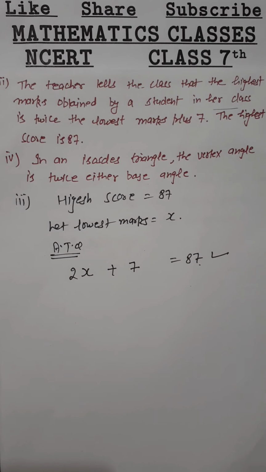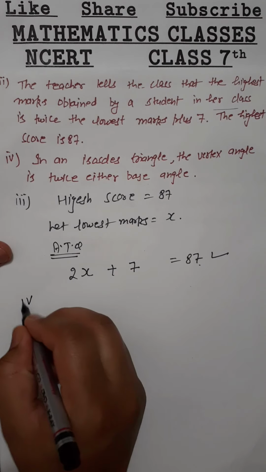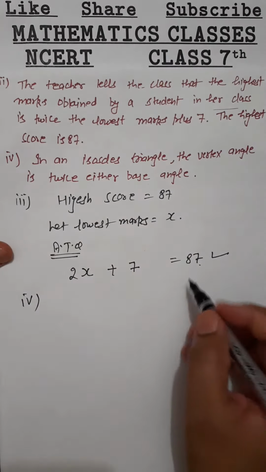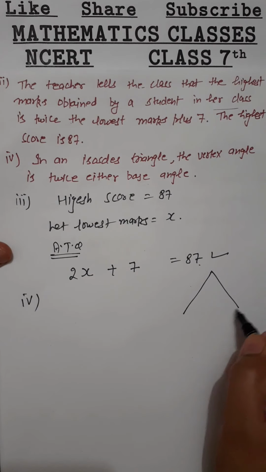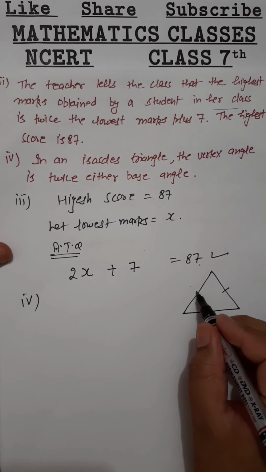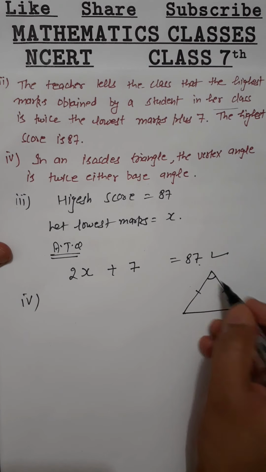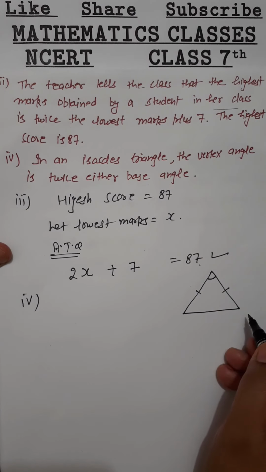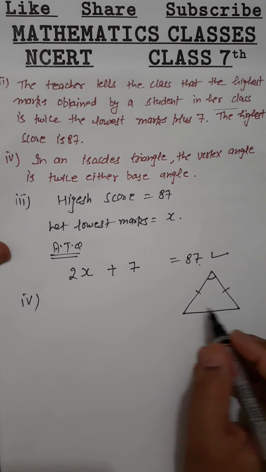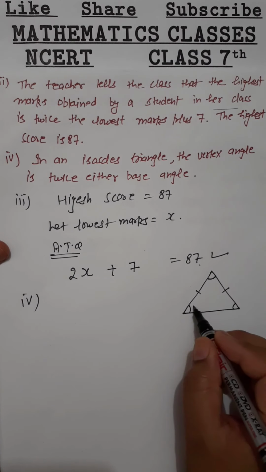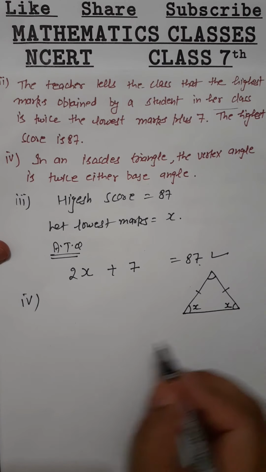Now the last part, fourth. An isosceles triangle like this, in which two sides are equal. The vertex angle is twice either base angle. These are the base angles. Let me take the base angle as x.